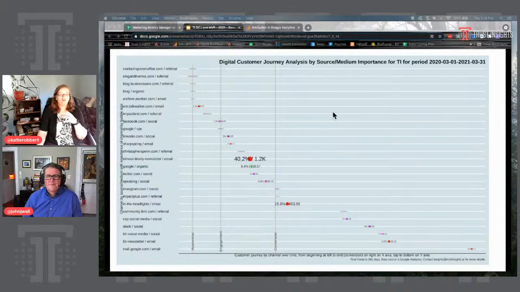Okay. So this is actually, you can see down here, and again, this is the same type of attribution model, but we're looking at it a little bit differently. This is for Trust Insights, for March. So we have awareness, engagement, and conversion, the basic steps of the customer journey.